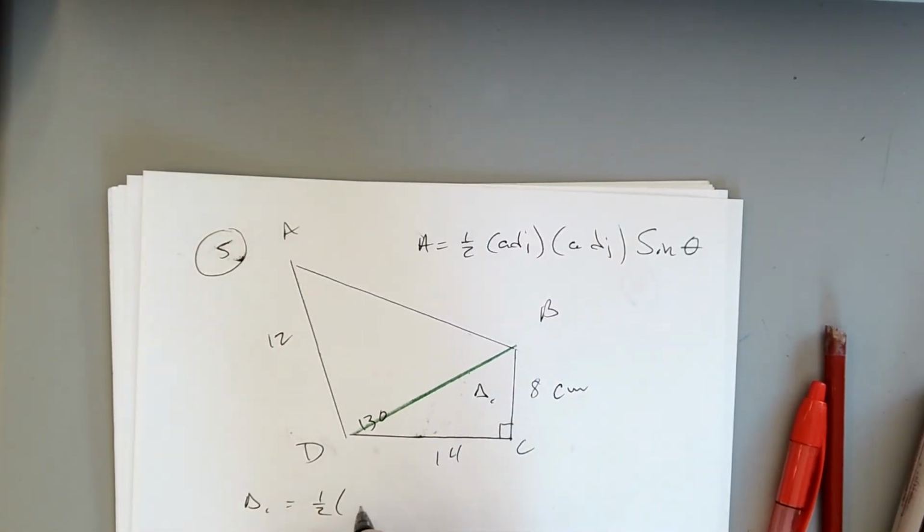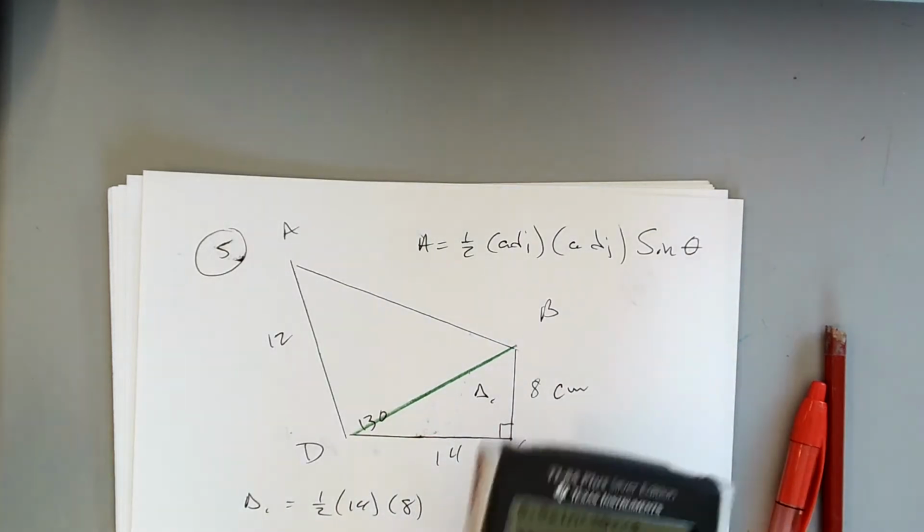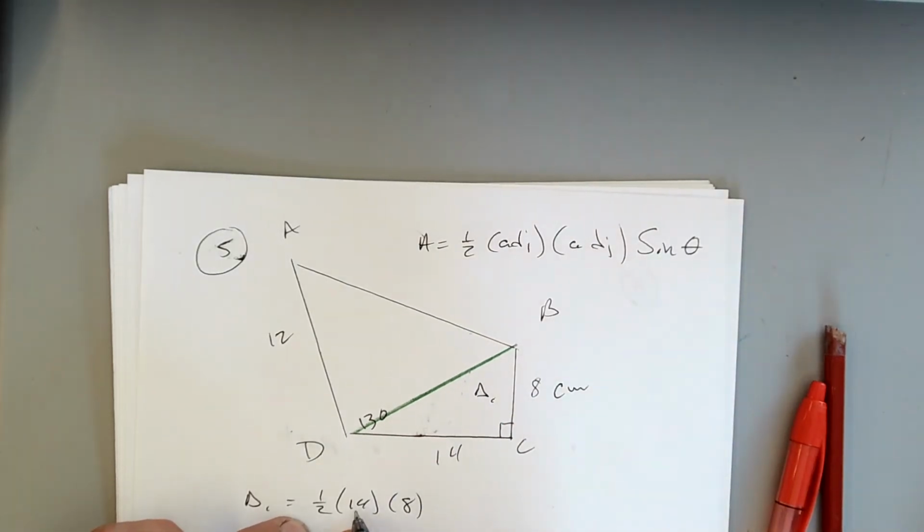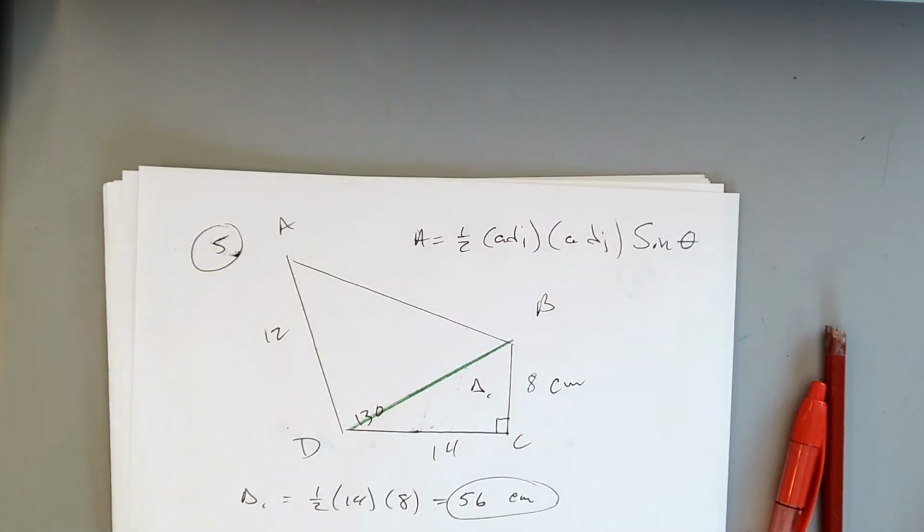1/2 times 14 times 8, because it's a right triangle, base times height, right? So that's easy. What's that, 56? Yeah, it's got to be 56. Half of that's 7. That's just 56 centimeters squared. I'm going to circle that and come back to that, okay?